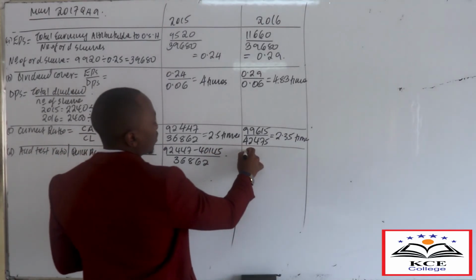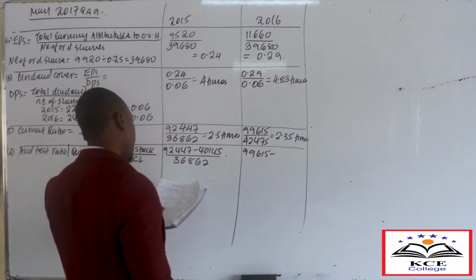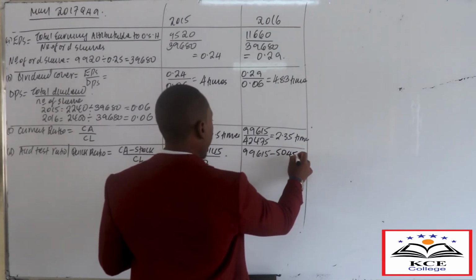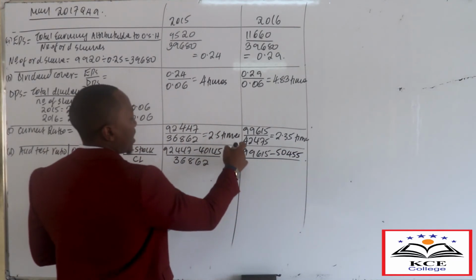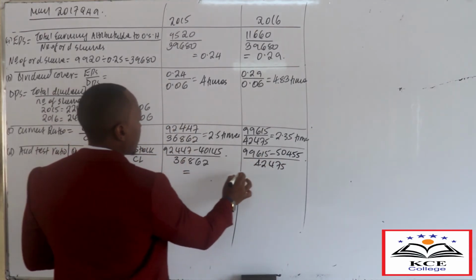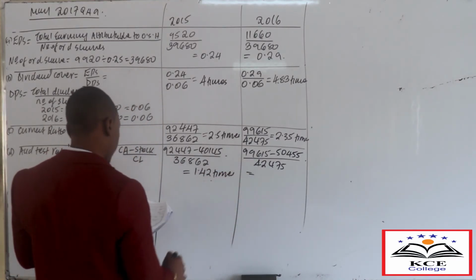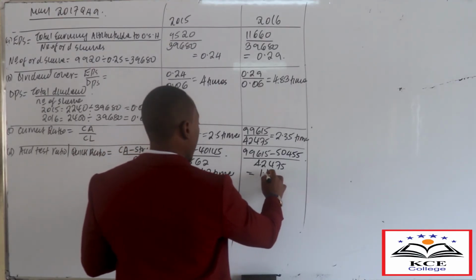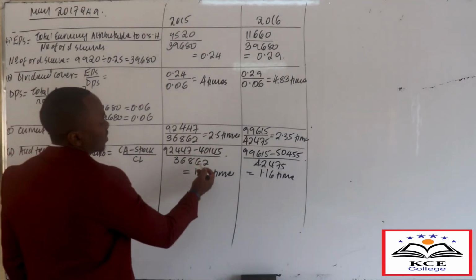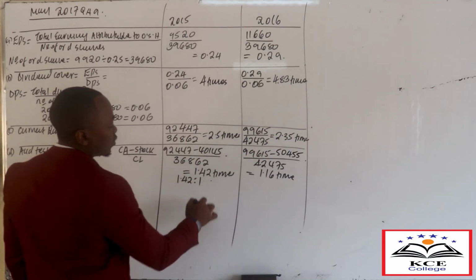2016, you take the total current assets, which is 99,615. You deduct the inventory. As per the 2016 financial year, we had an amount of 50,455. And then you divide by current liability, 42,475. And here we have 1.42 times. Here we have 1.16 times. Or you can write them as ratios. For example, in this case, it's not a matter that you have to write 1.42 times. It's the same as 1.42:1.